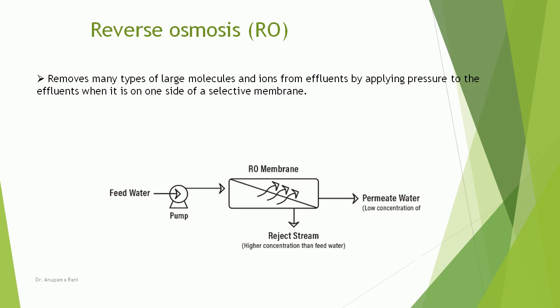Reverse osmosis, RO, is the most commonly used membrane filtration method that removes many types of large molecules and ions from effluents by applying pressure to the effluent when it is on one side of a selective membrane. RO is used to remove specific dissolved organic constituents from wastewater remaining after advanced treatment with depth filtration or MF. An RO system can operate at 90% efficiency or better with respect to TDS.